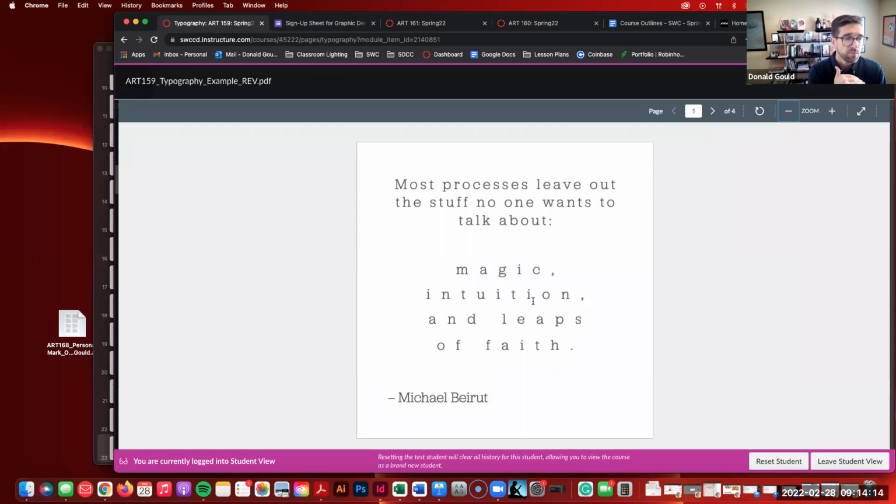Here we can read a quote by Michael Beirut, who's a graphic designer and, or actually I should say, co-partner of Pentagram Design Agency. And we see here, he reads, "Most processes leave out the stuff no one wants to talk about. Magic, intuition, and leaps of faith," by Michael Beirut. So make sure to include who the quote is from, and even if that's a musical artist or something like that. You can see how we have one size that's being used, one font within that typeface here.